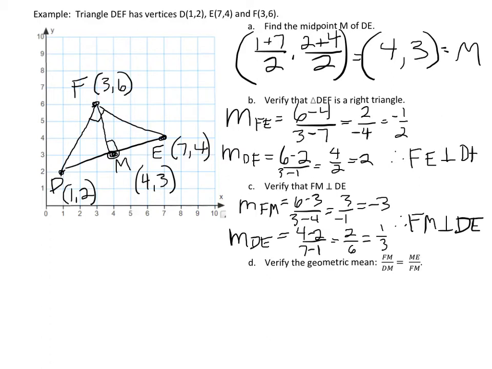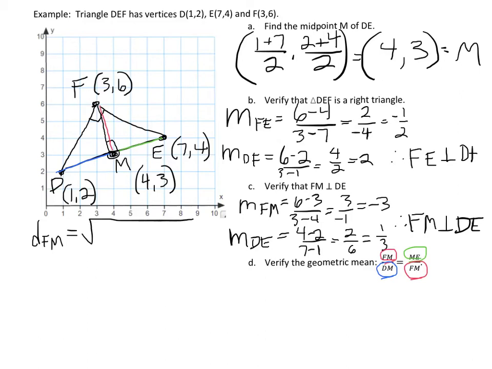Last thing is to verify the geometric mean, that FM over DM is equal to ME over DM. So I'm going to use the distance formula here to make sure that that proportion works. I'm going to use the distance formula to find the distance between F and M. First, that red piece.